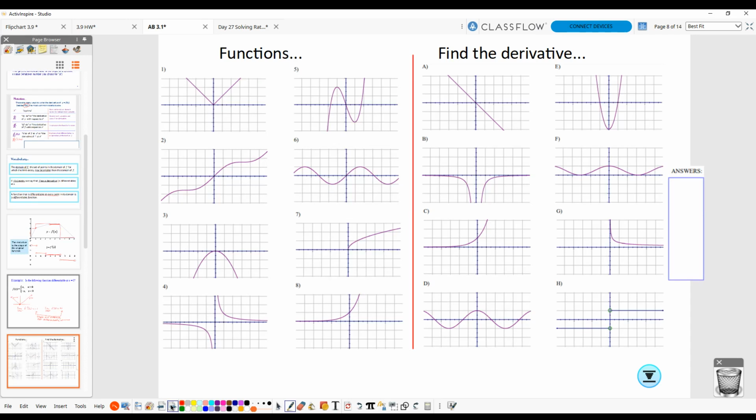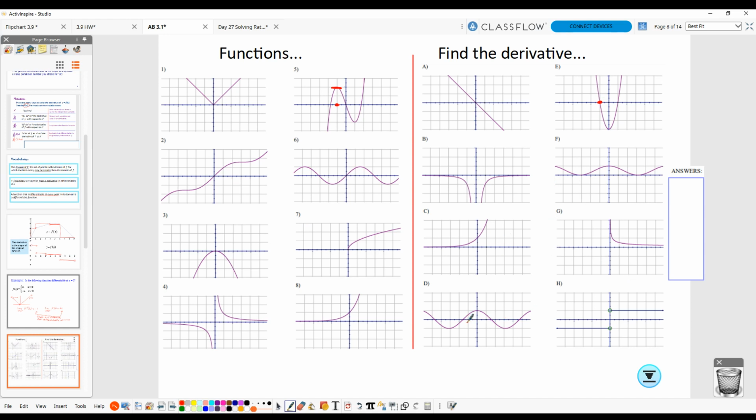Here I want you to think about things. Take a few minutes with a partner and look at these functions and see if you can match up with the derivative on the other side. Some hints. Where is the slope positive? Where is the slope negative? Where is the slope 0? So this right here has a slope of 0. So the derivative needs to hit the x-axis there. So looking at these graphs of derivatives, ooh, this one hits 0 right there. This one does not. This one does not.